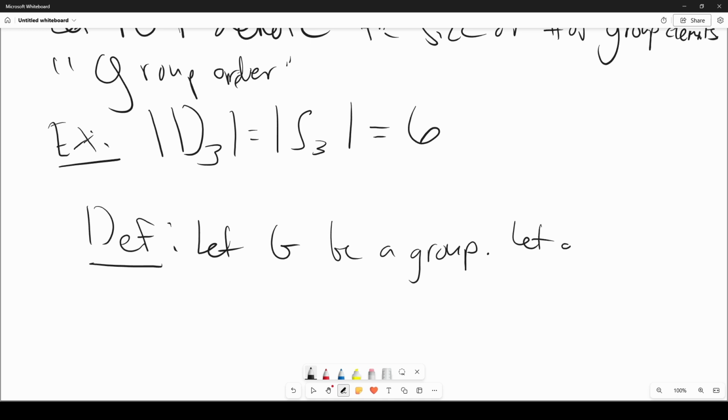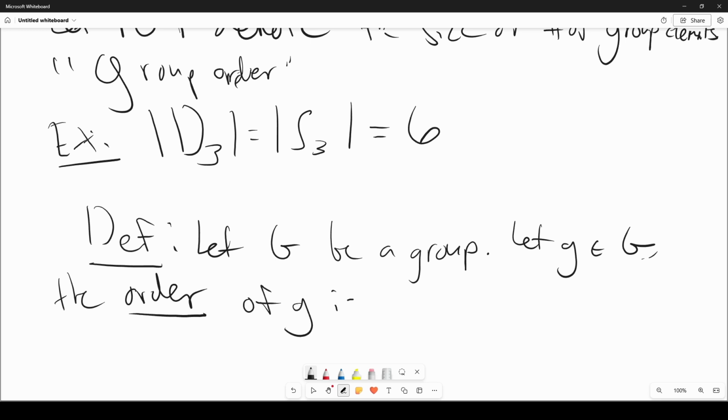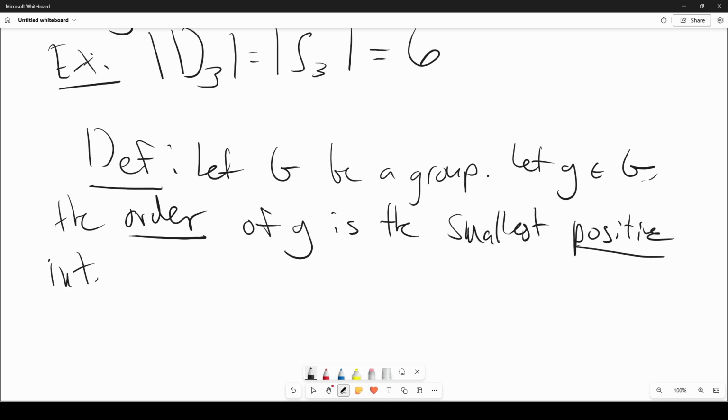And then let G be some group element. The order of G is the smallest positive integer, note I said positive, smallest positive integer such that G to the n equals 1. And this integer I'm calling n.